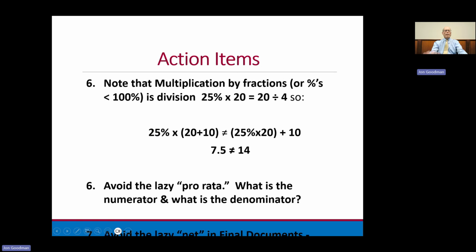Avoid the lazy pro rata phrasing. In commercial real estate, we will see this, and the operating costs of the property will be split amongst the tenants on a pro rata basis. Well, what does that mean? Is that pro rata based on each tenant's square foot in the building? Are we talking about usable square feet in the building? What if the building is not fully occupied? Pro rata creates mischief in the real world.